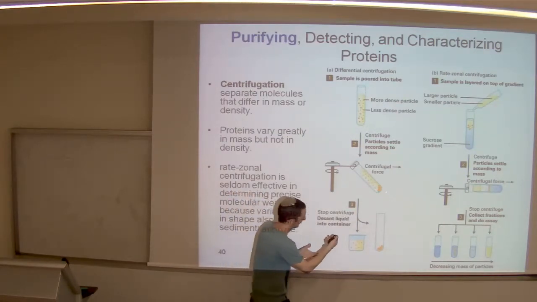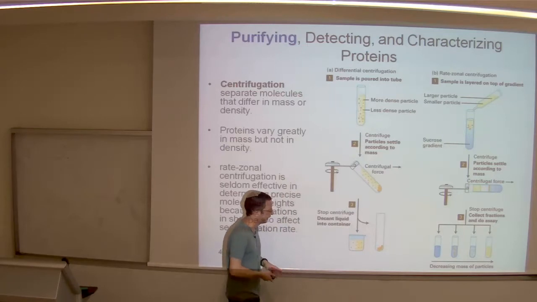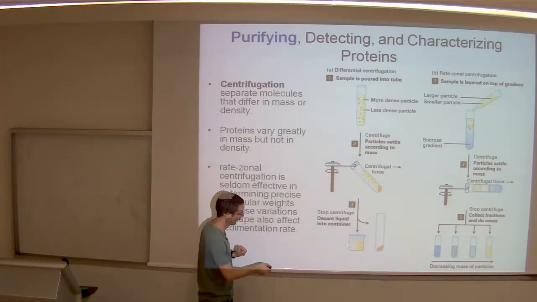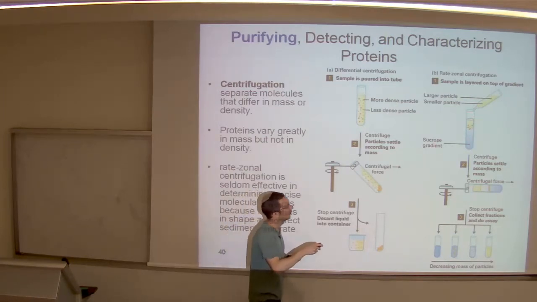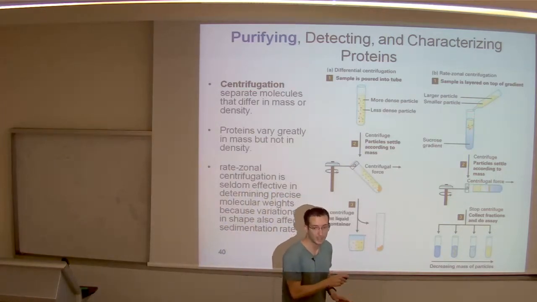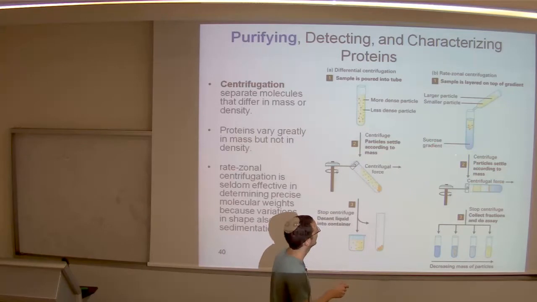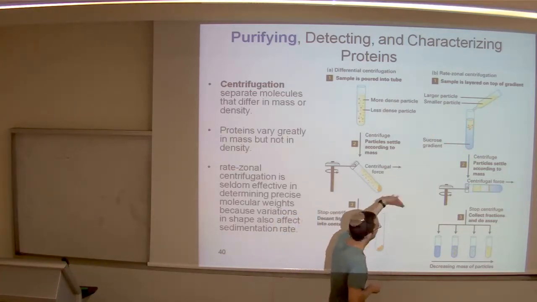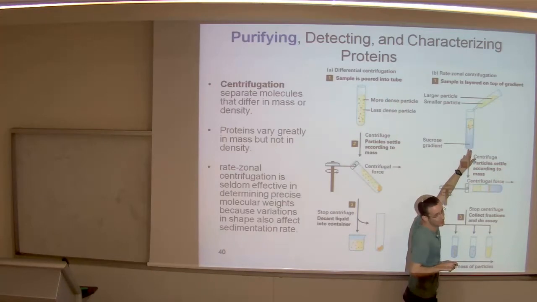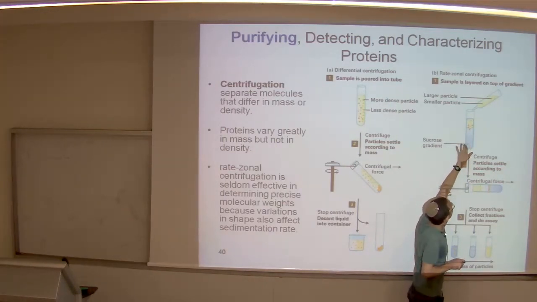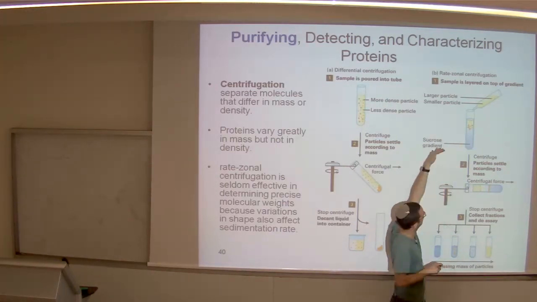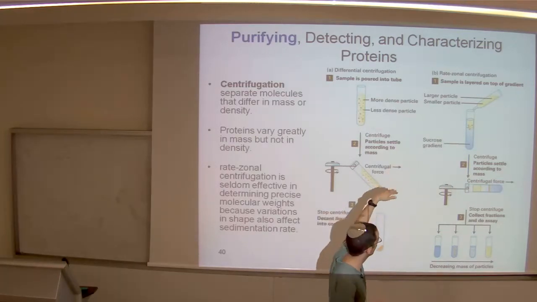Sorry, the sediment is stuck to the bottom of the test tube. You can just pour out the supernatant to a different vessel and continue to do a more refined separation, again by centrifugation. This time, not inside an empty test tube, but inside a test tube that has a sucrose gradient that becomes thicker and thicker as you go down this test tube.